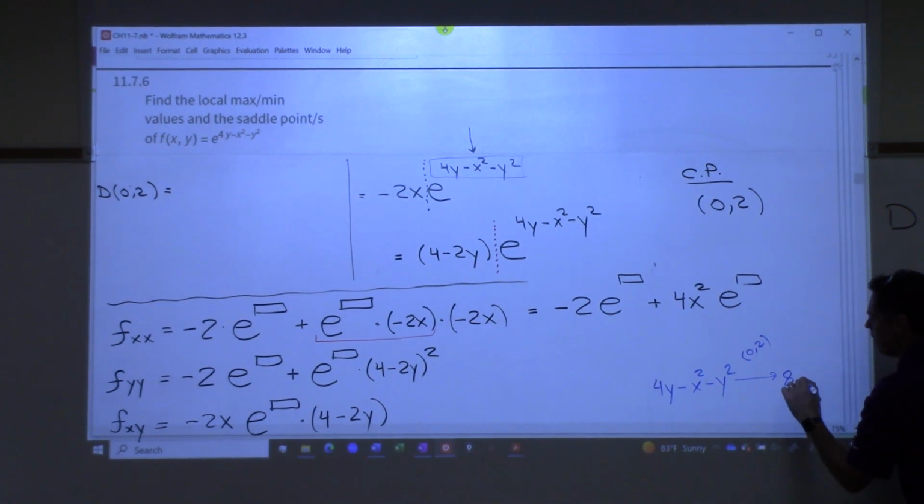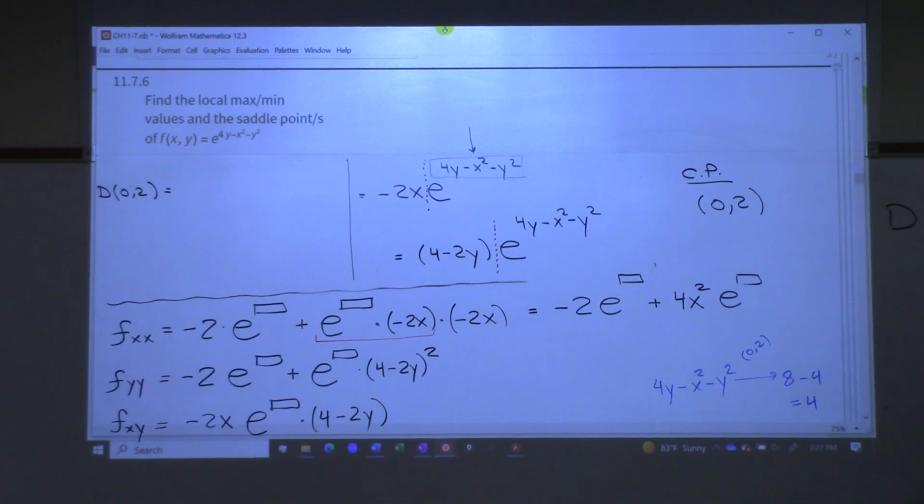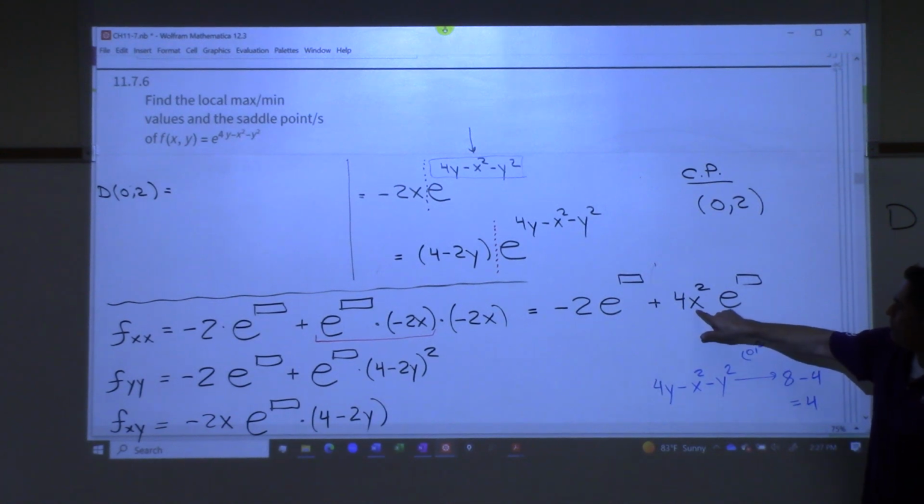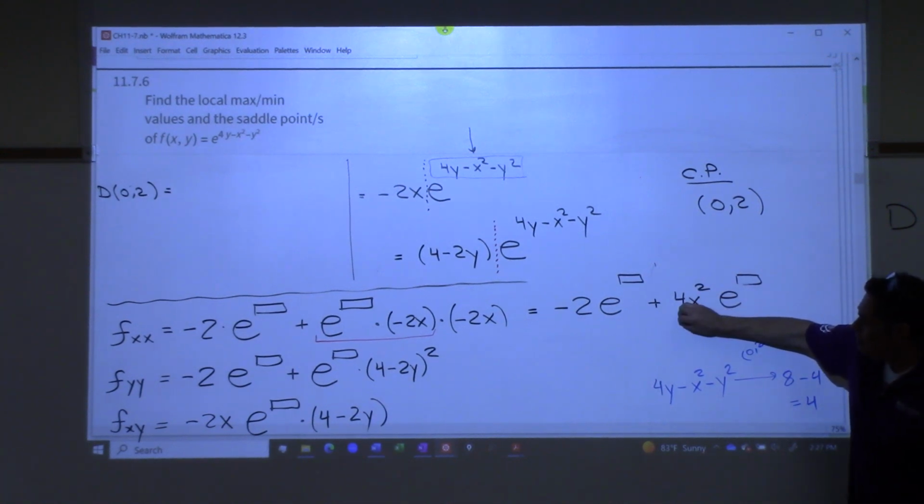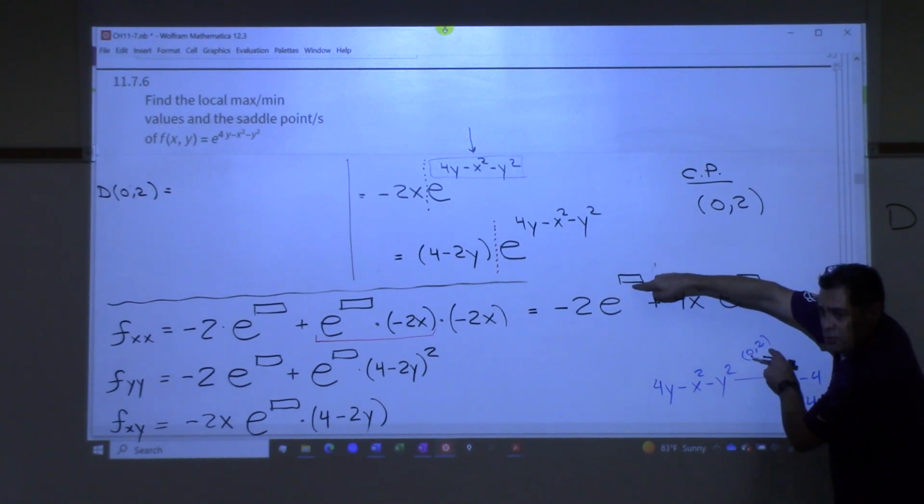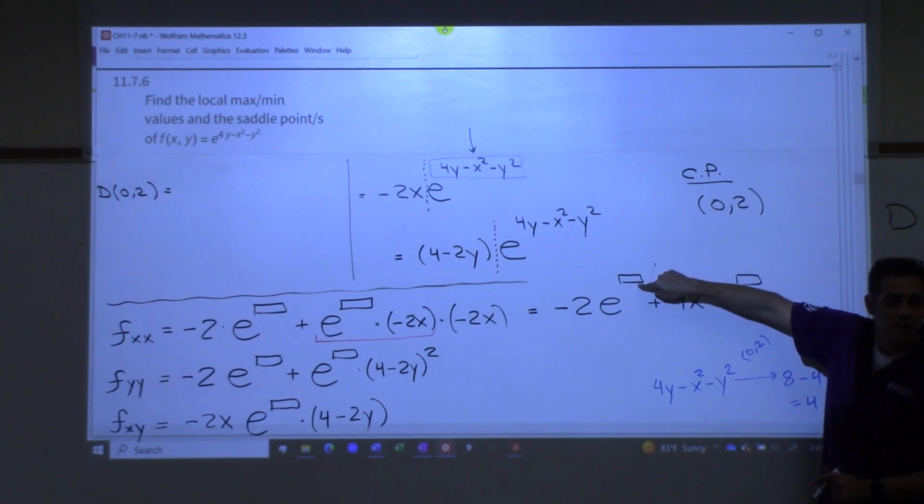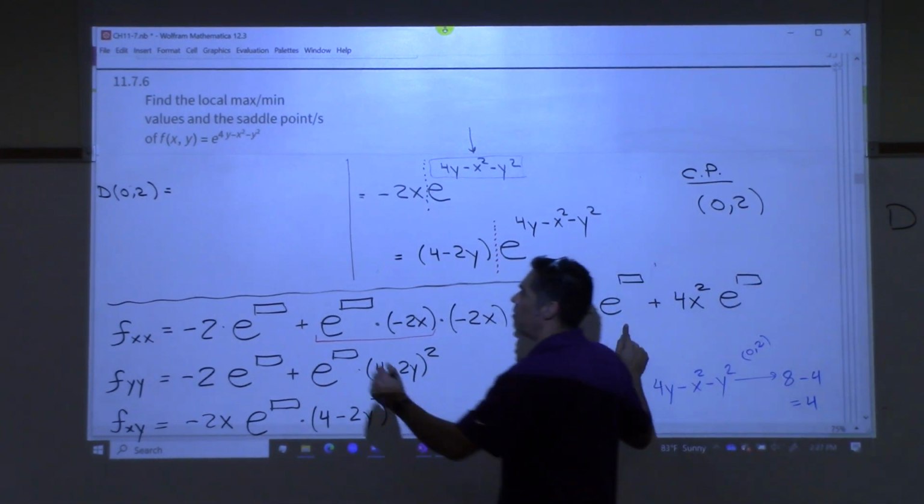8 minus 0, and then minus 2 squared, minus 4. So you just get 4, don't you? So I get a 4 when I plug in there. So we said here, if you plugged in 0 for x here, that's gone. Then you have negative 2 e to whatever you get when you plug (0, 2) into that expression, which is this expression. So you just get e to the 4th power there, right? So negative 2 e to the 4th.